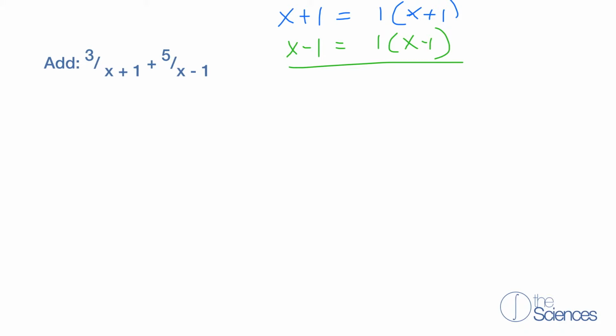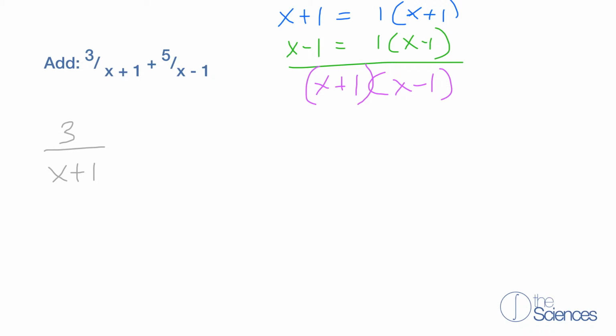So now we're going to list all the factors from our first denominator, which is x plus 1, and we're going to list any unlisted factors from our second denominator. So that's x minus 1. So the least common denominator is the product of our common factors, which is x plus 1 times x minus 1.